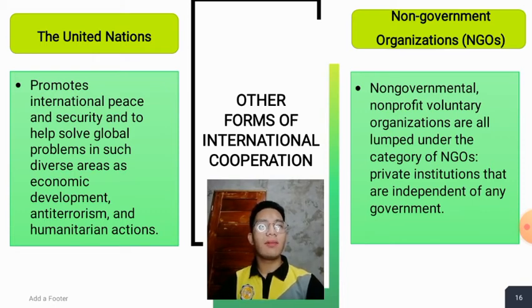Next is non-government organizations or NGOs. Non-governmental, non-profit voluntary organizations are all lumped under the category of NGOs, which are private institutions that are independent of any government. Some NGOs operate only within the confines of a specific country, whereas others are international in scope.